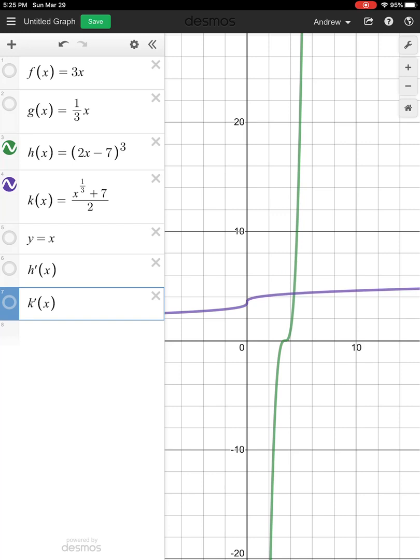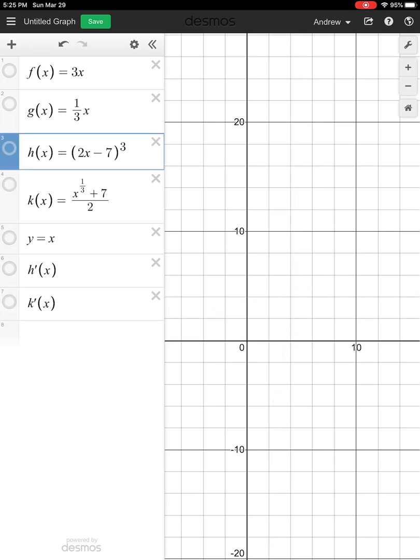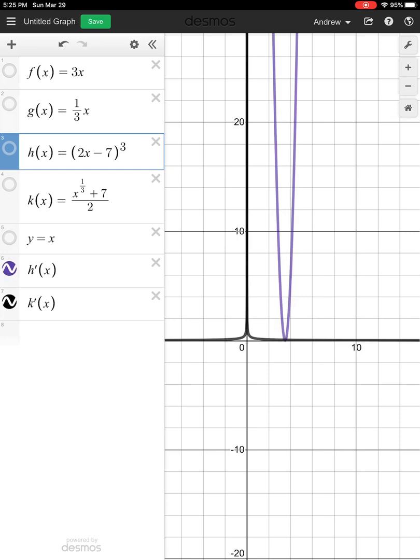Now, a little less obvious is going to be h and k. So that was our cube root and cubic functions from before. So h of x is the cubic function, k of x is the inverse function, which is a cube root function. So luckily we've got Desmos, though, so we can actually compute some slopes here. So if I look at k prime and h prime, they are going to be related to each other.